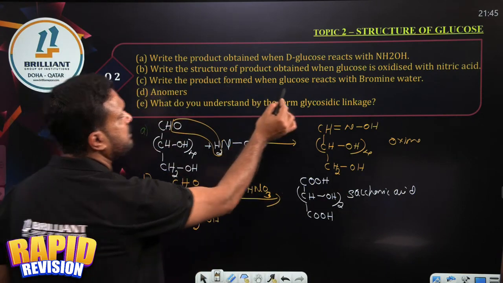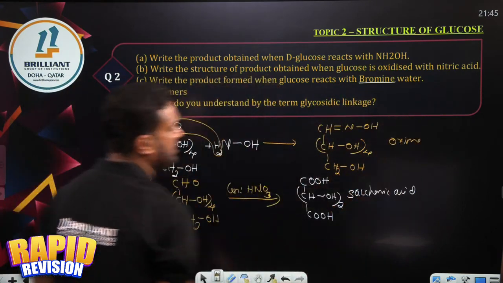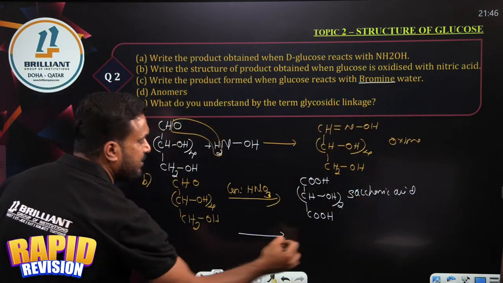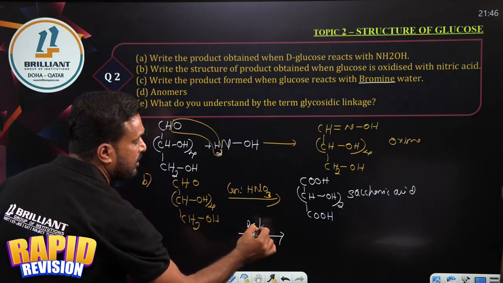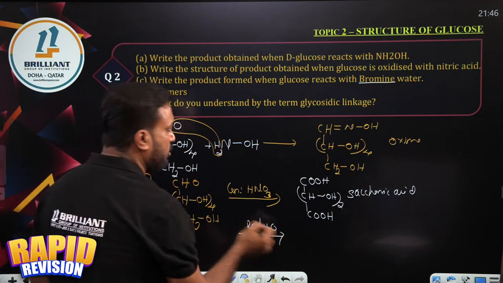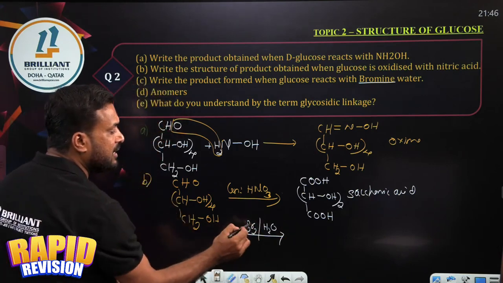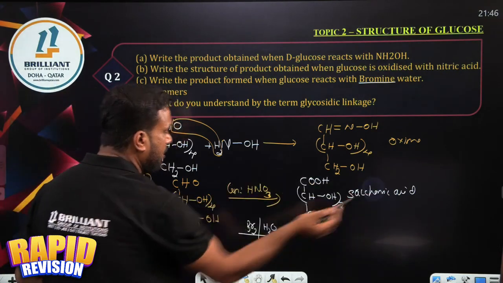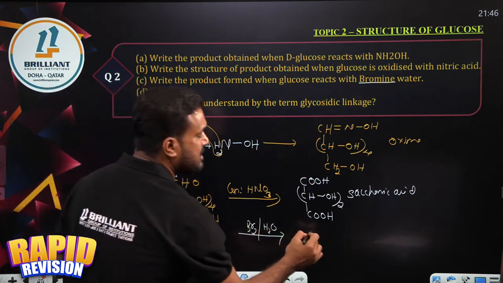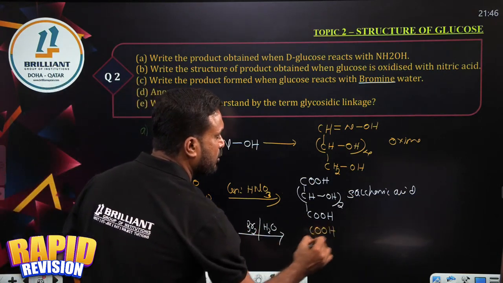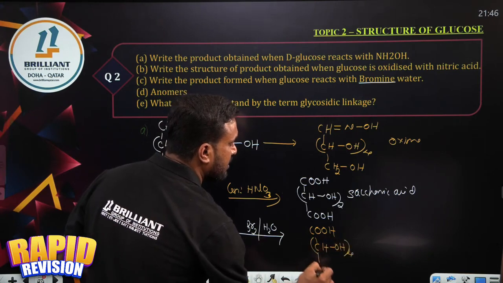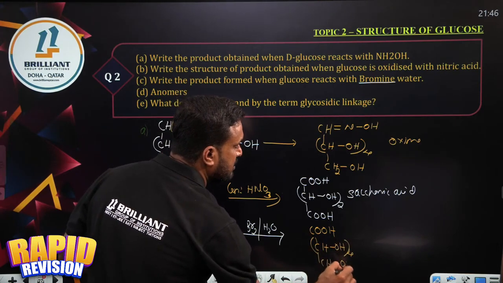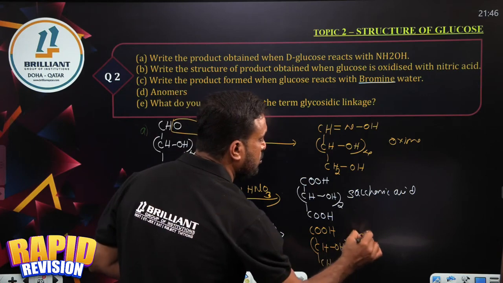After that, write the product formed when glucose reacts with bromine water. I will write the arrow over here, and I'm not writing the glucose again. You can write Br2/H2O. Bromine water is a mild oxidizing agent. It can convert only the CHO group to COOH. So you will get COOH on top, then CHOH four times, and here it will be CH2OH. This is called gluconic acid.